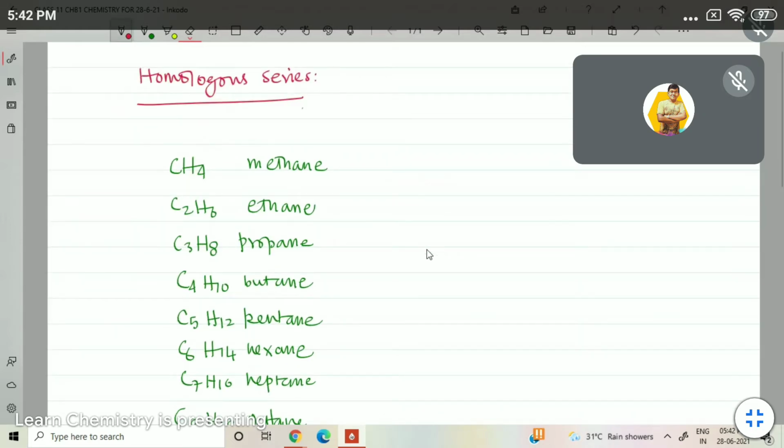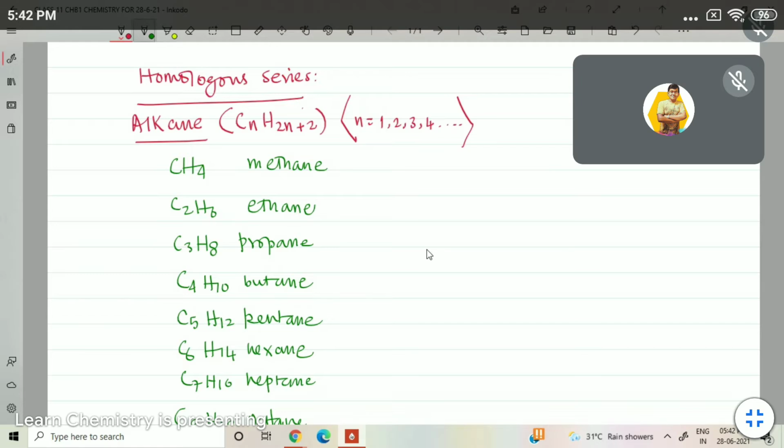So these are the alkane family. As you can see, the general formula is CnH2n plus 2, where the n value starts from 1, 2, 3, 4, and so on. So this is the general formula of alkane, and these are the names and structures of alkane.